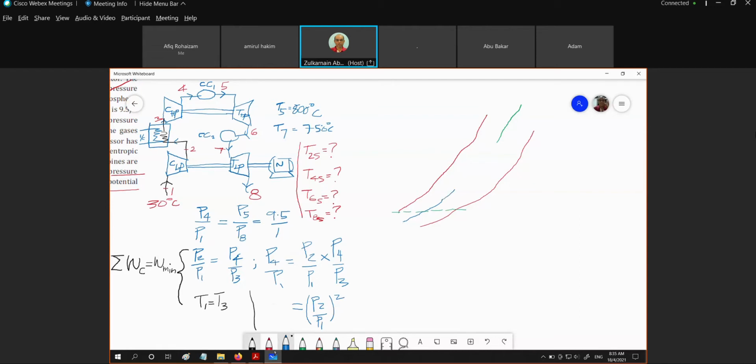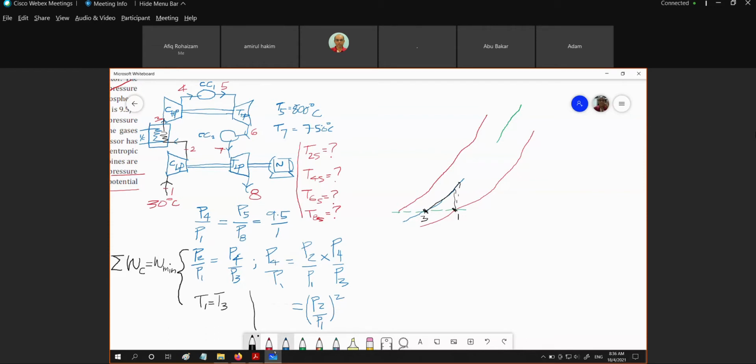So let us sketch the compression process. So compression process, isentropic efficiency. And then we have intercooling. So intercooling will start from this point, intercooling up to here. Okay, you see, this is 1, this is 3.